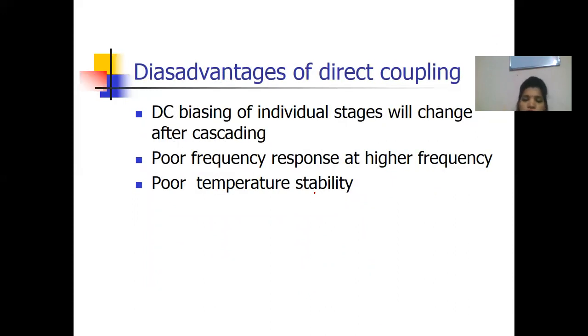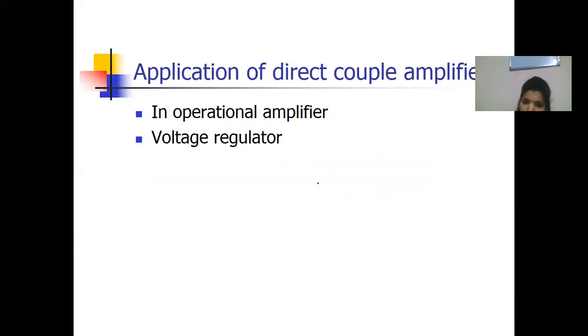And there is poor temperature stability. The application: we generally use it in op-amps, operational amplifiers, and voltage regulators.